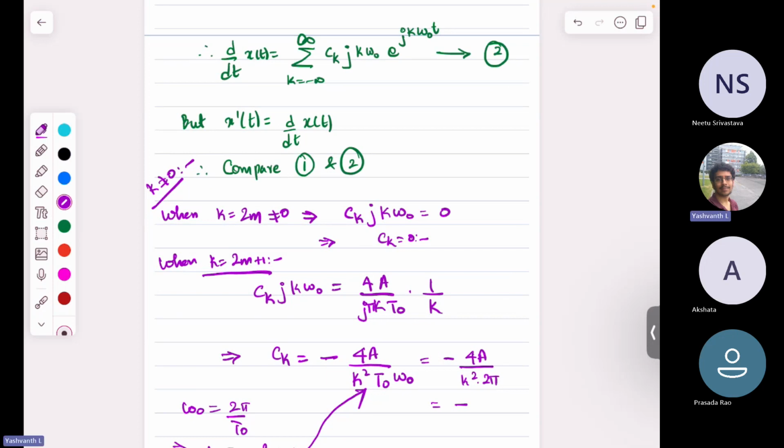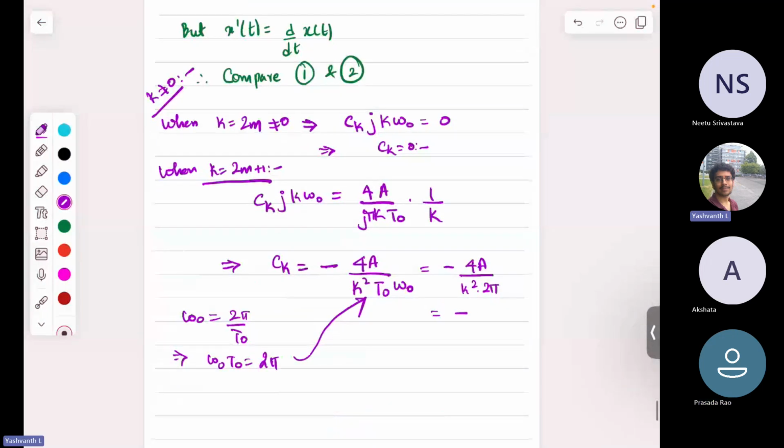Is this fine? Yes. Okay, sir. Then basically you have another pi here. Then this becomes pi square. So what you're left with is 2a by pi square k square. So ck is equal to minus 2a by pi square k square whenever k is an odd number, that is 2m plus 1.